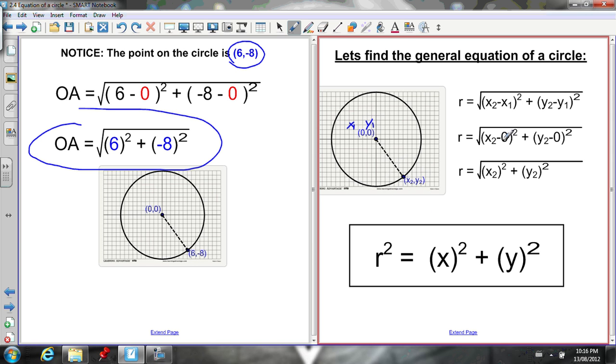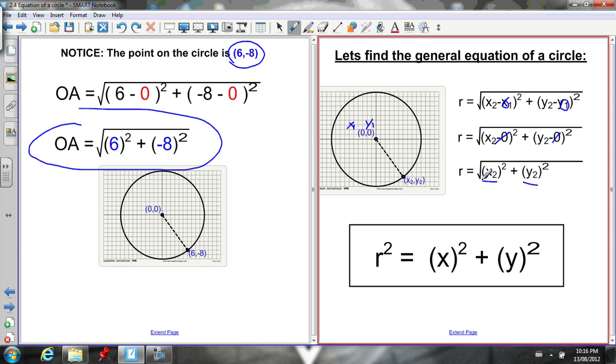We know that we're going to be subtracting 0 both times, because our x1, y1 are 0. When you subtract 0, you're essentially doing nothing, so there's no point in subtracting the 0. What we're left with is the square root of x2 squared plus y2 squared. And x2, y2 is any point on this circle.